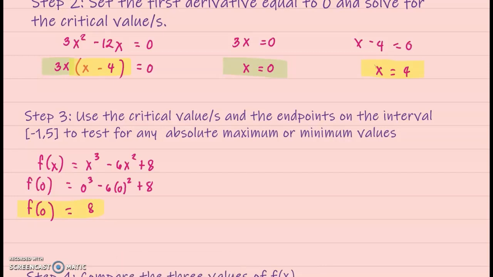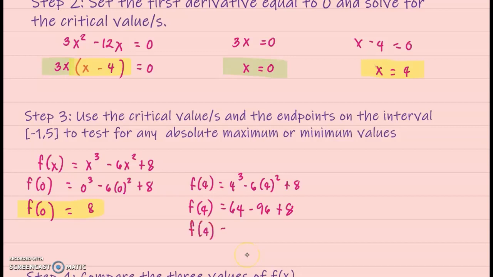Next, let's have x equals 4. So we have here f of 4 is equal to 4 cubed minus 6 times 4 squared plus 8. f of 4 is equal to 64 minus 96 plus 8. So f of 4 is equal to negative 24.